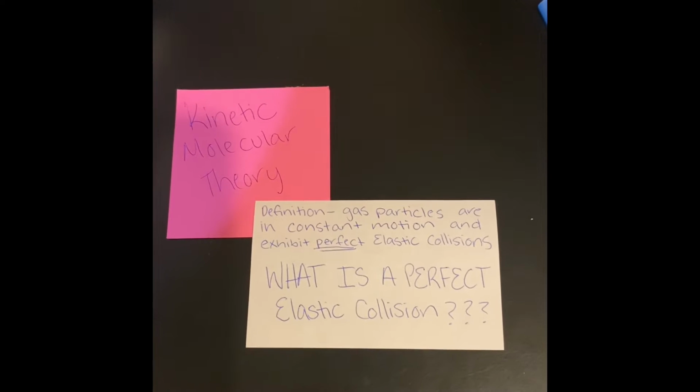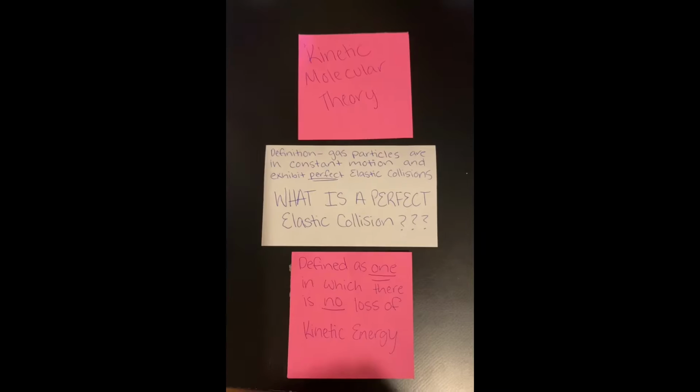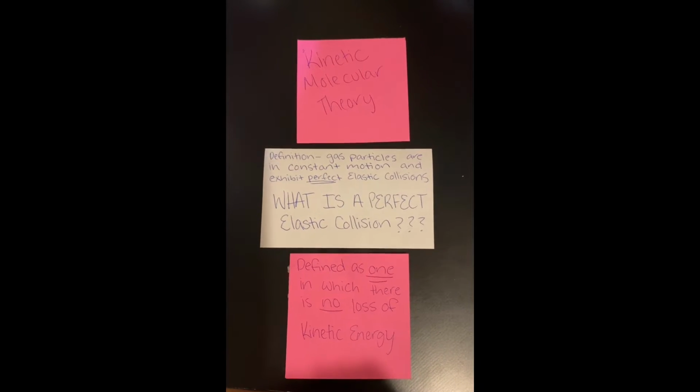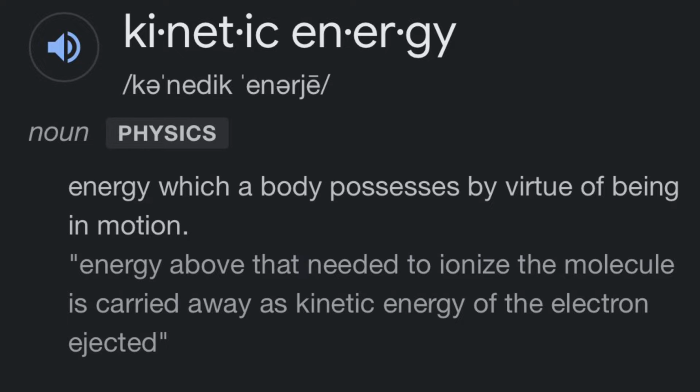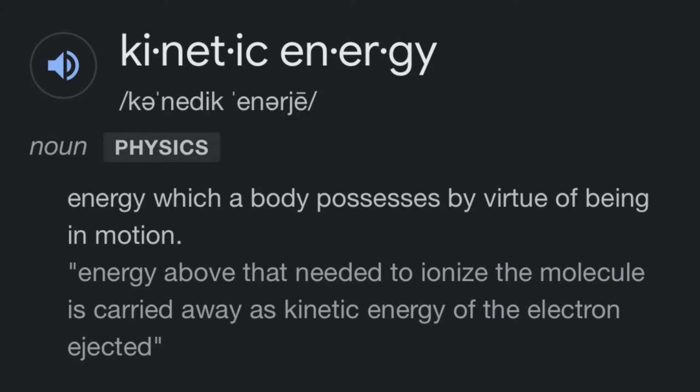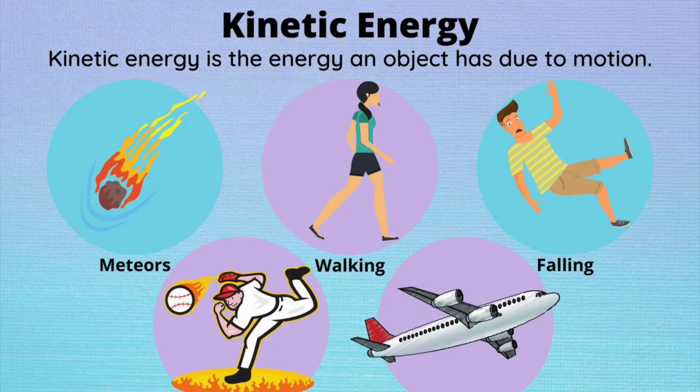What is a perfect elastic collision? How can we define that? So it's defined as one in which there is no loss of kinetic energy. Now kinetic energy is energy which a body possesses by virtue of being in motion. In simple terms, this is just energy that is moving. So any type of movement, the energy is kinetic energy. Here are some examples, such as walking, falling, having something move.